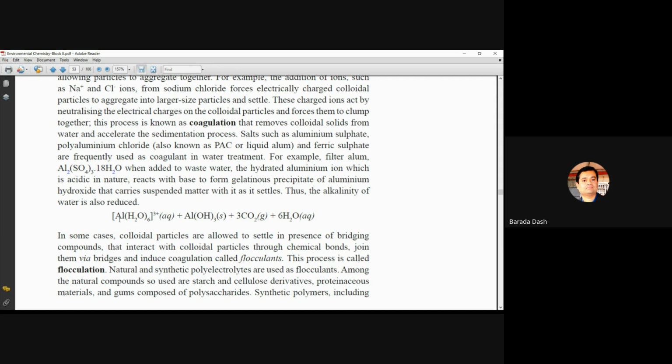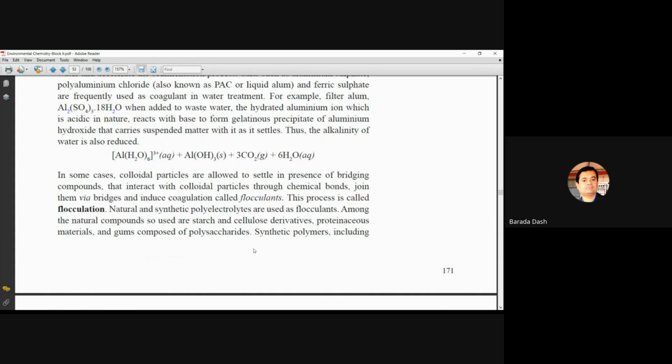Filter alum, Al2(SO4)3·18H2O, when added to the wastewater, the hydrated aluminum ion, which is acidic in nature, reacts with base to form a gelatinous precipitate of aluminum hydroxide that carries suspended matter with it as it settles. Thus, the alkalinity of water is also reduced. Flocculation. Flocculation is the process.